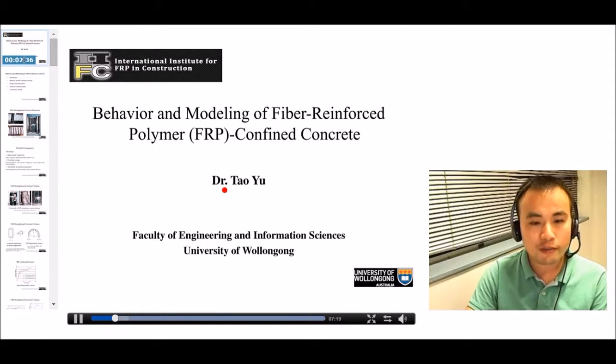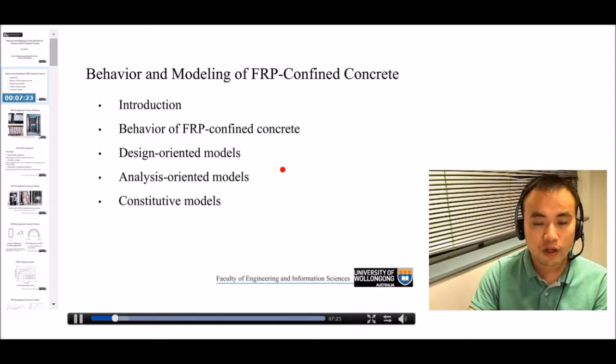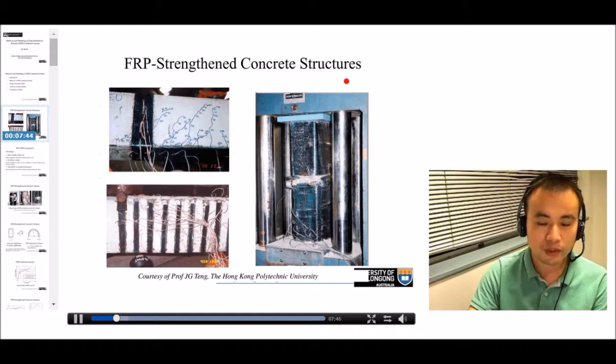Today I'm going to talk about the behavior and the modeling of FRP-confined concrete. I will first give a brief introduction of the research background of FRP-confined concrete. Then I will move to the theoretical modeling part, which includes three categories of models: design-oriented models, analysis-oriented models, and three-dimensional constitutive models.